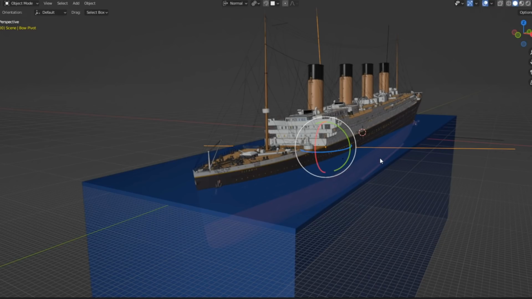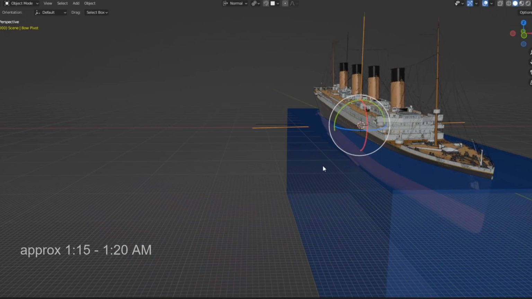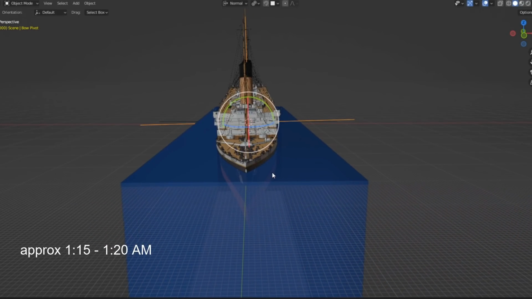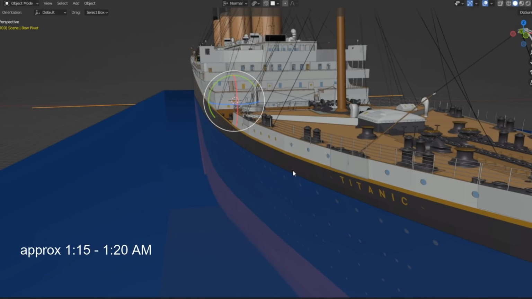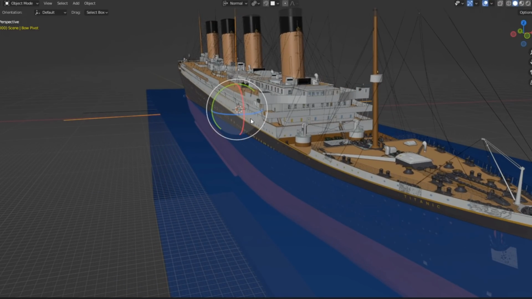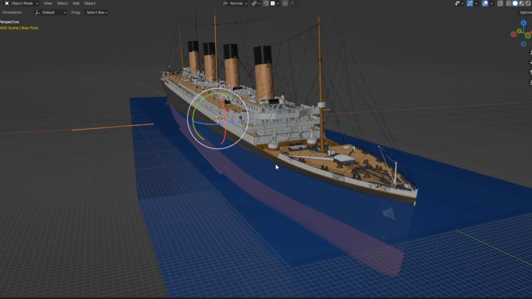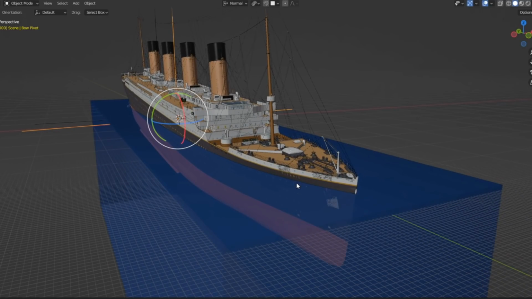And the next major keyframe occurs at roughly 1:15 to 1:20 a.m., which is here. And this keyframe deals with lifeboat number 1, which is normally situated right here. This is the famous lifeboat during the sinking that only had around 11 or 12 people in it, 7 of which were crew members. It was the least loaded boat of the entire sinking.